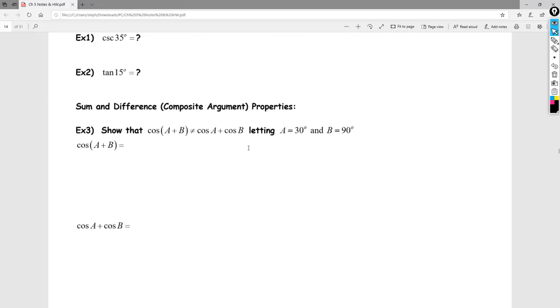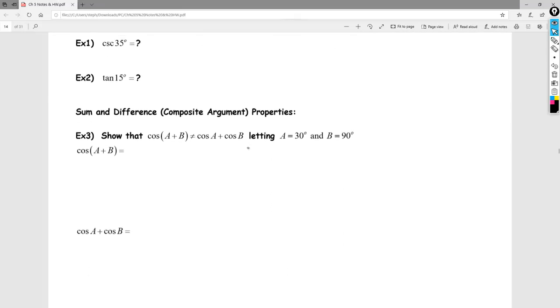For example, if I ask you the equivalent to cosecant of 35, then I know that I'm going to use secant, and the complement of 35 is 55. Same thing here. I'm working with tangent, so I know that the complement of tangent is cotangent. The complement of 15 is 75.